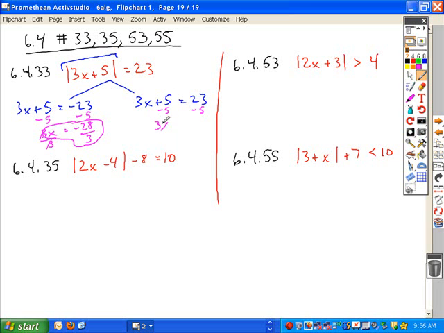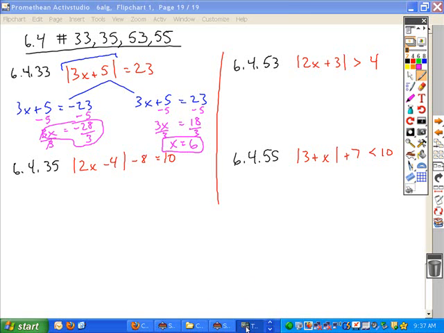Isolate the absolute value expression by subtracting 5 from both sides. Divide both sides by 3. You get x is equal to 6. And so those would be your two solutions. And you can test them, plug them in to make sure they work. You can also use your calculator to verify this.